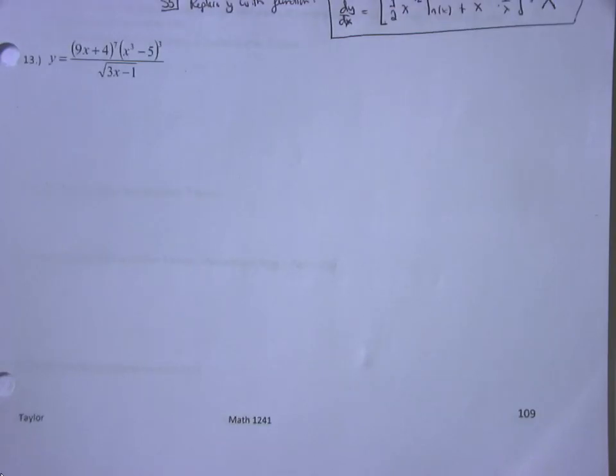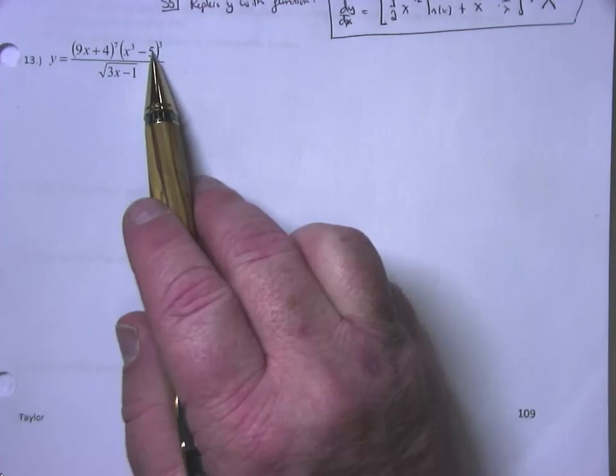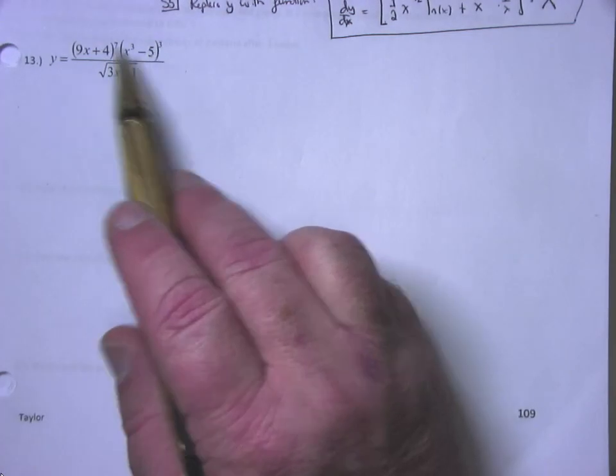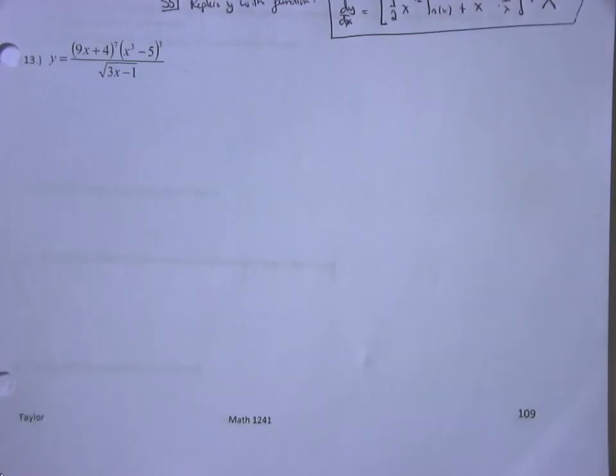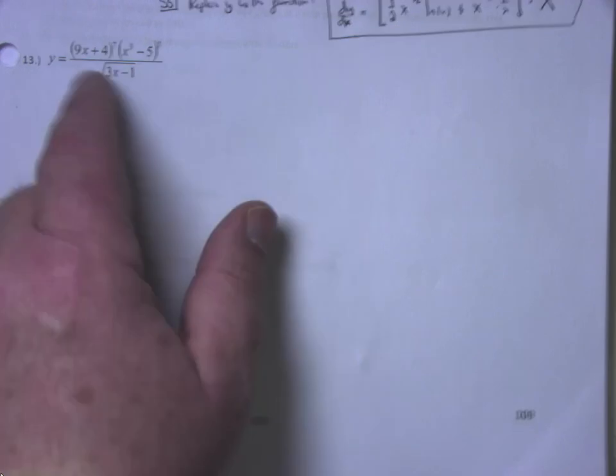I see a big old divide mark in this thing. This is a quotient rule. Derivative of the top times the bottom minus the top times derivative of the bottom, all over the bottom squared. So the answer is going to be huge, right? Now, focus on the top. What rule would you have to use to take the derivative of the top? Product rule, because I got this garbage times this garbage. Derivative of the first times the second plus the first times derivative of the second. That's how I'm going to take the derivative of the top.